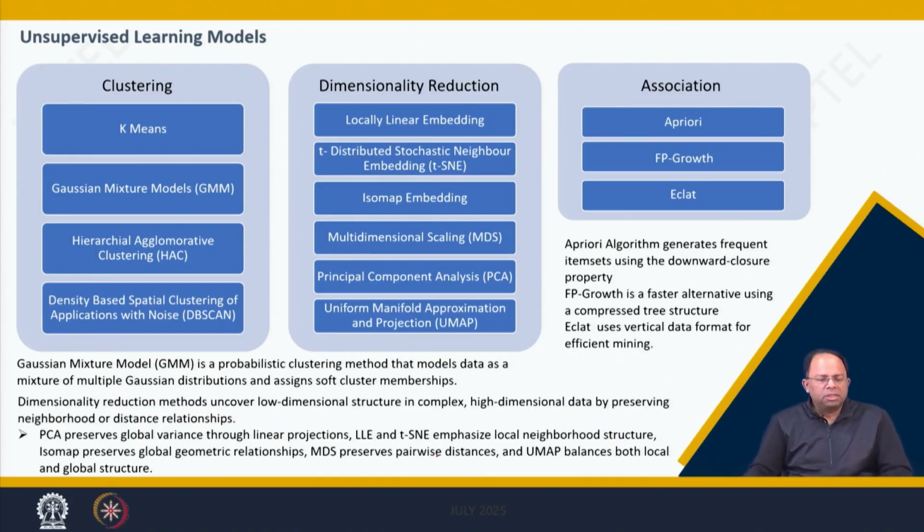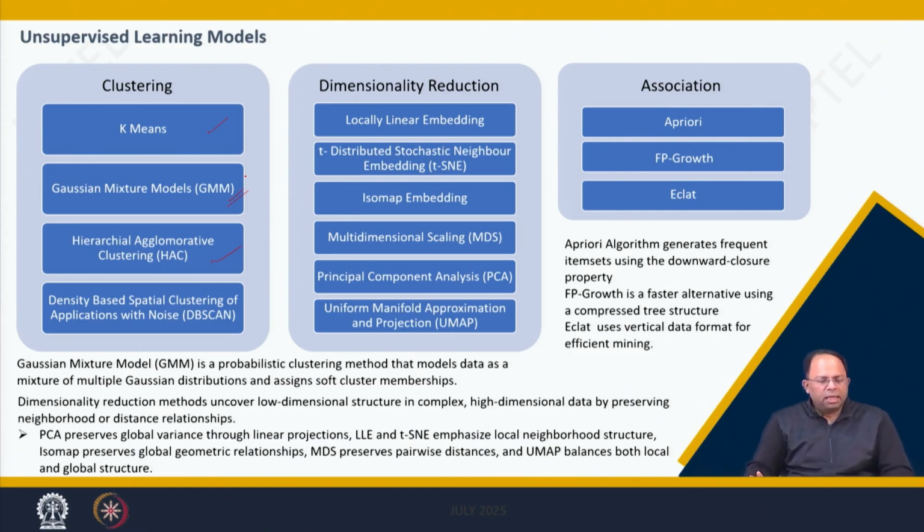So this is the group of models we will again come across often. Within clustering, we will do mostly k-means, Gaussian mixture models, hierarchical agglomerative clustering (HAC), and DBSCAN, which we already discussed. Out of this, the Gaussian mixture model is new. It is a probabilistic clustering method that models data as a mixture of multiple Gaussian distributions and assigns soft cluster membership. So each data point can belong to different clusters, and sometimes there is some amount of overlap or fuzziness among the clusters as well.